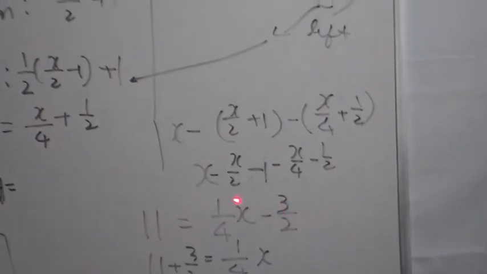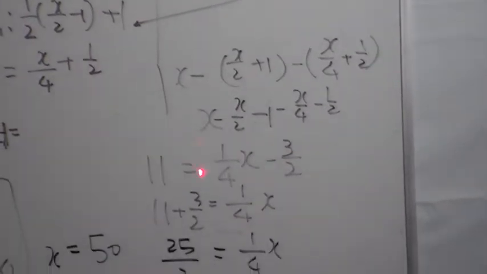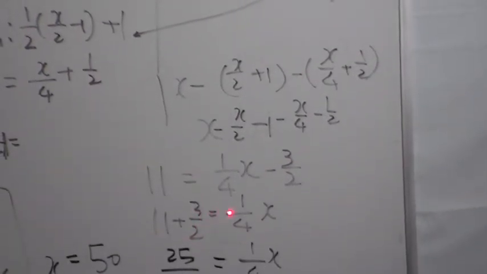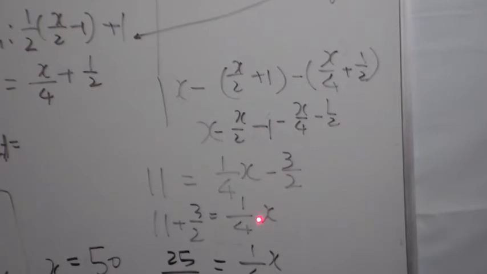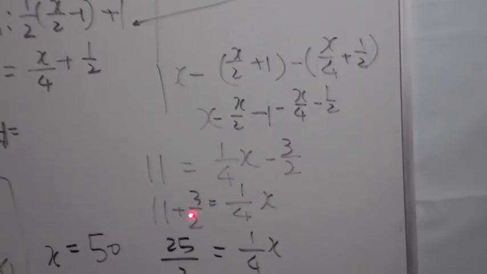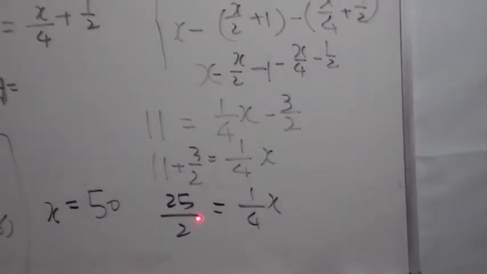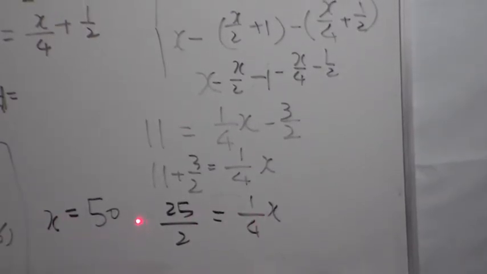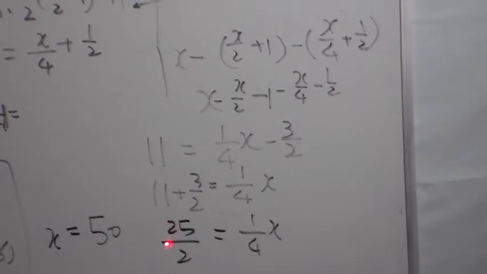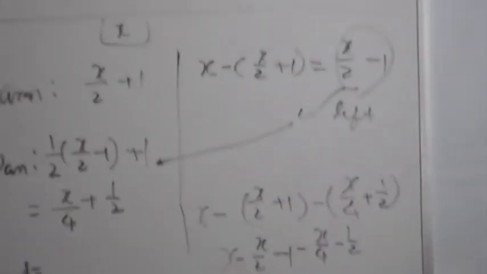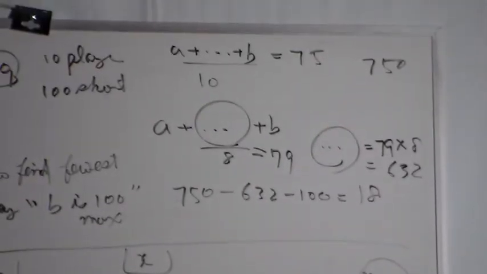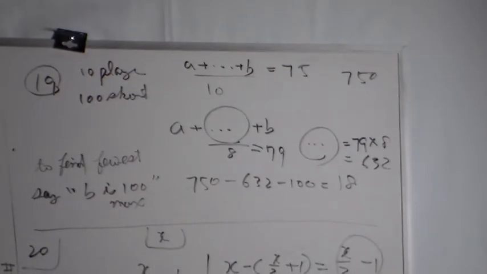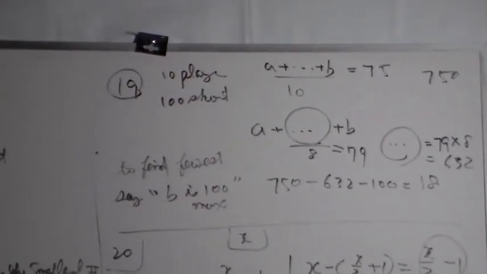Then we move this part over there. 11 plus 3 over 2 is 1/4 X. So this calculation is 25 over 2 is 1/4 X. So X is $50. So the box had $50 initially. Okay, that's what it is. Now we're going to do a little vocabulary again.